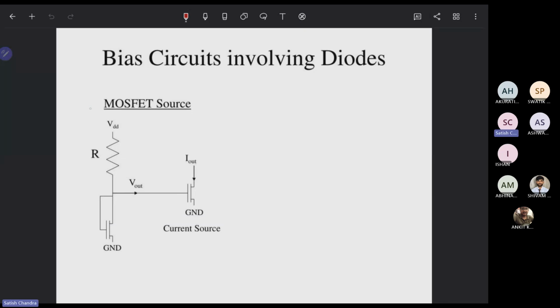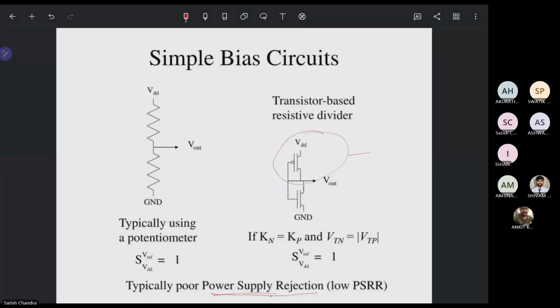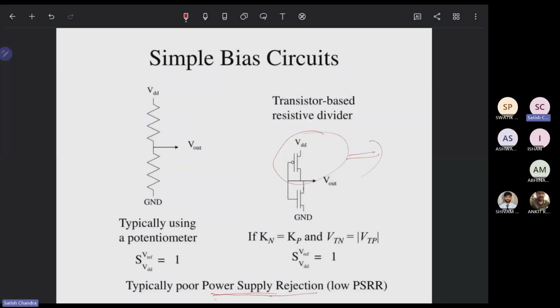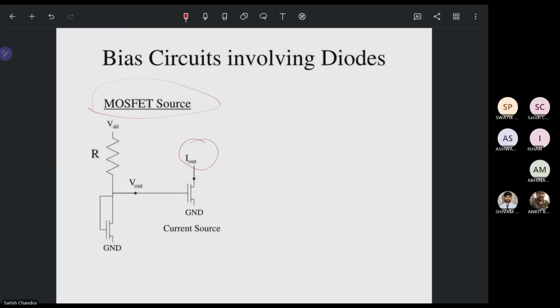Now comes the MOSFET source. So what we have done is change just this part so as not to have poor power supply rejection. Then what are we going to do? Simply we have taken one of this here. So what is going to happen now?